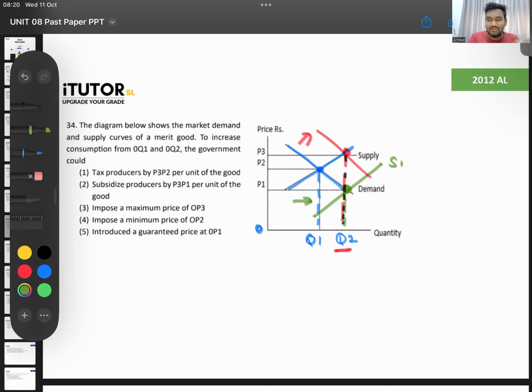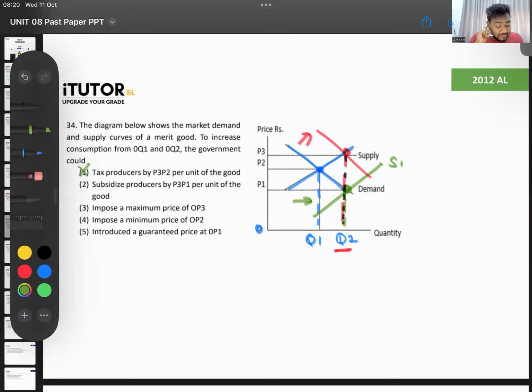So which answer talks about this? See, if there's any answer that talks about giving a consumer a subsidy or giving the producer a subsidy. Which one? Tax producers. No, if it's a merit good, don't tax. Merit good means they are underprovided. You have to promote it. Tax is completely wrong.